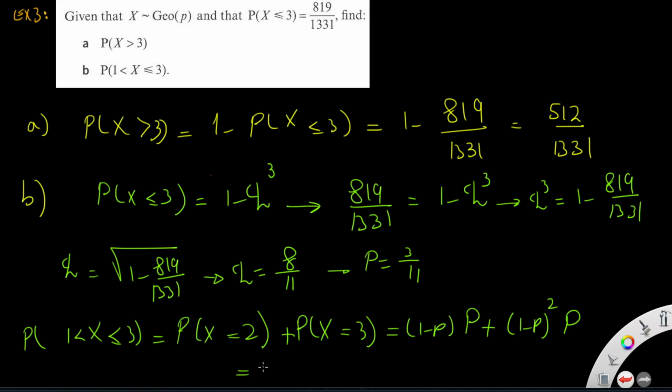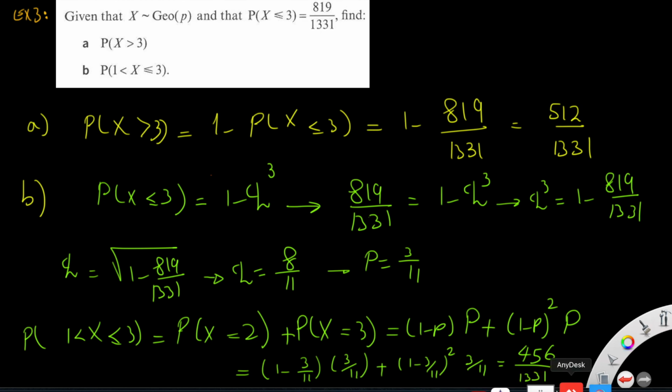So it will be, we found p is here, 1 minus 3 over 11 times 3 over 11 plus 1 minus 3 over 11 to the power of 2 times 3 over 11, which will be equal to, at the end, 456 over 1331.